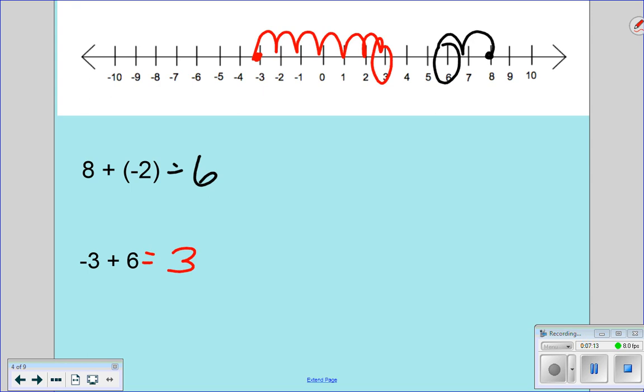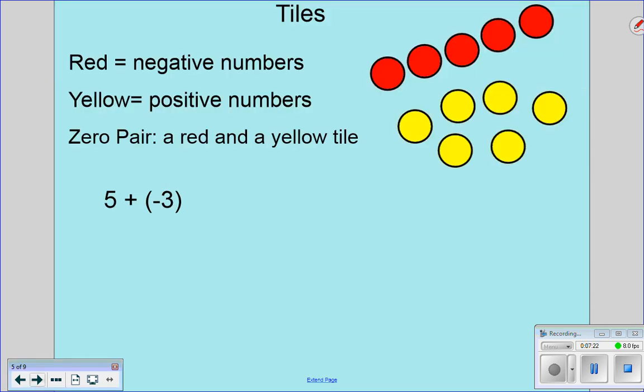Like, I remember when I was in 7th and 8th grade, this was hard for me, adding and subtracting negatives. I'm like, I don't get it. Why do they? So let's look at some other ways to do it. So let's talk about tiles. I think this is one of the ways you're going to like the best, and that's why you have tiles on your desk.